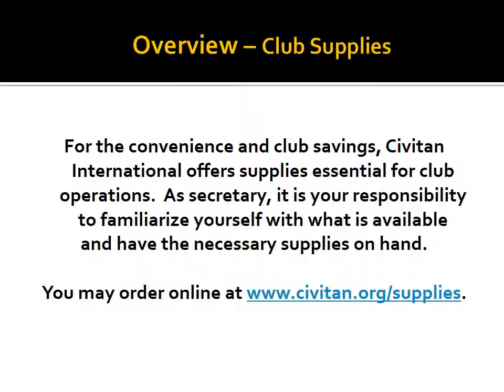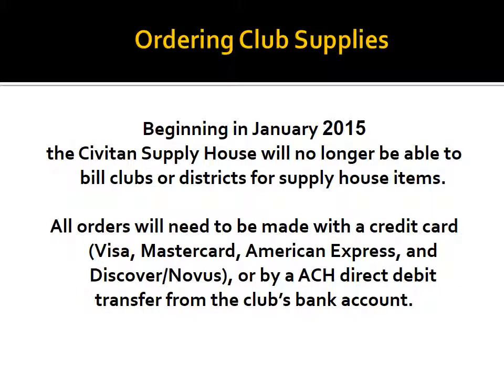www.civitan.org/supplies. Beginning in January of 2015, the Civitan Supply House will no longer be able to bill clubs or districts for supply house items. All orders will need to be made with a credit card. We accept Visa, MasterCard, American Express, and Discover, or payment via an ACH direct debit transfer from the club's checking account.